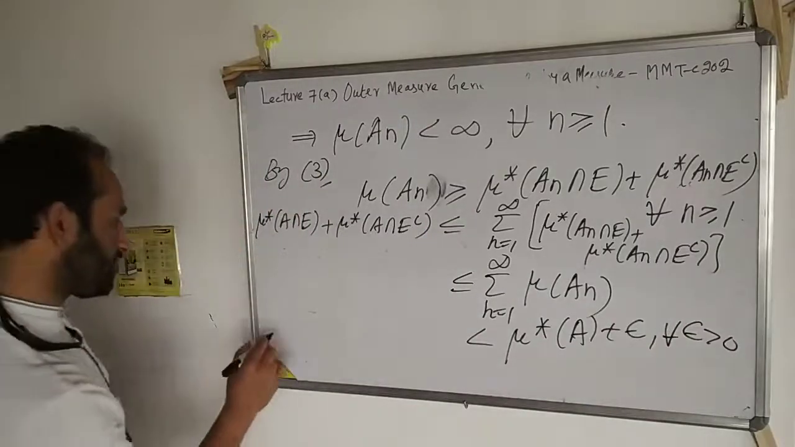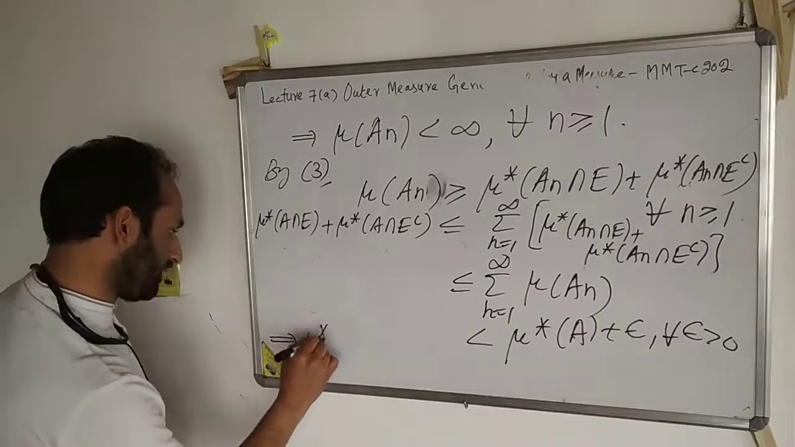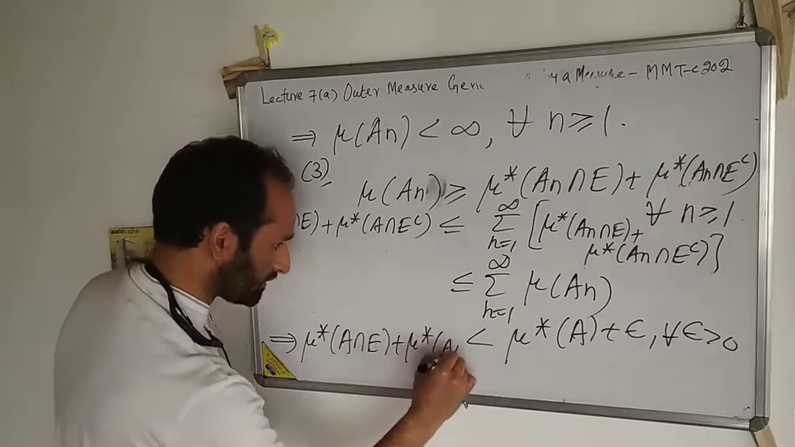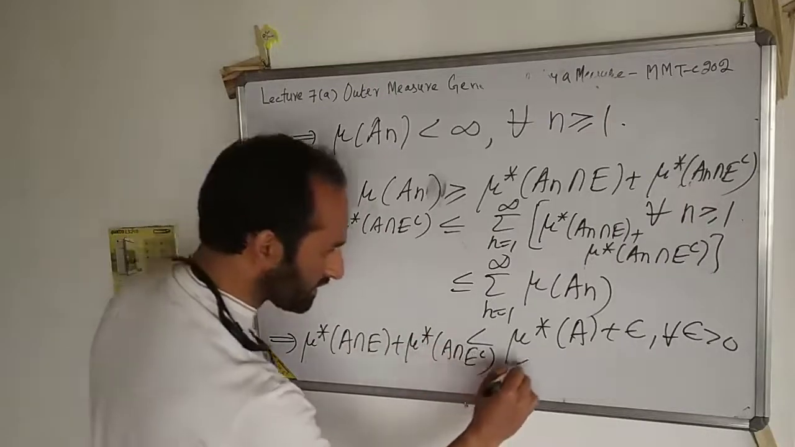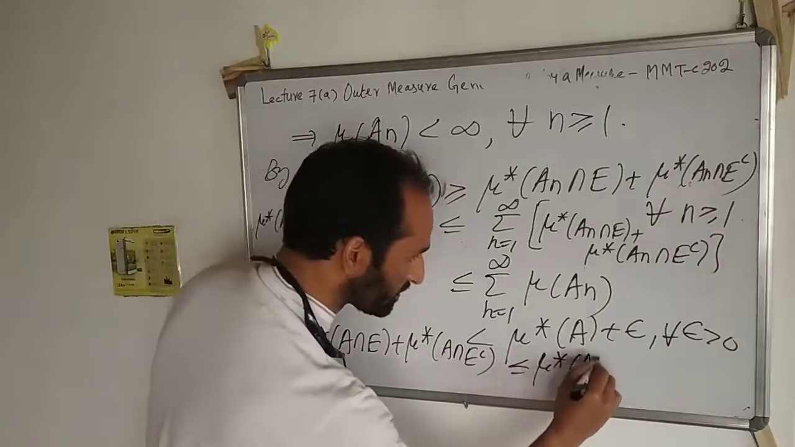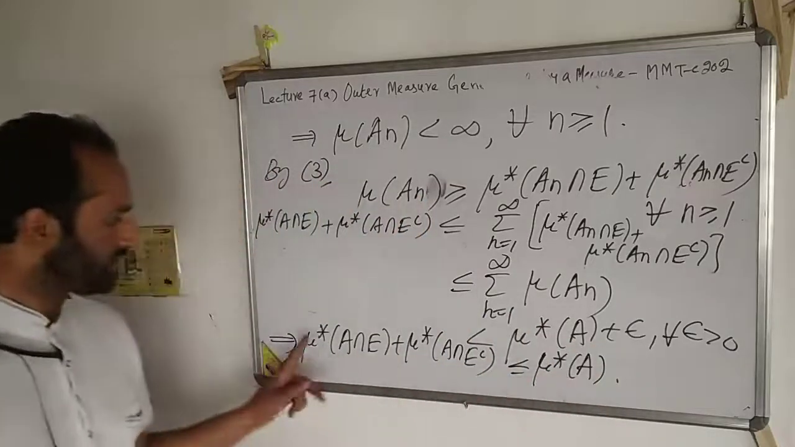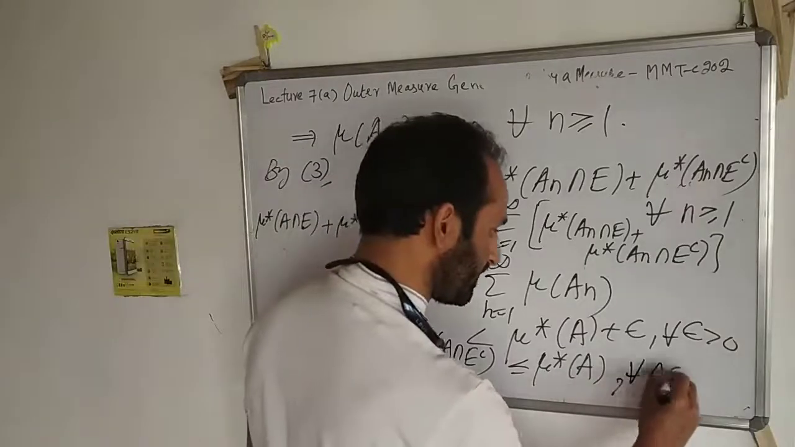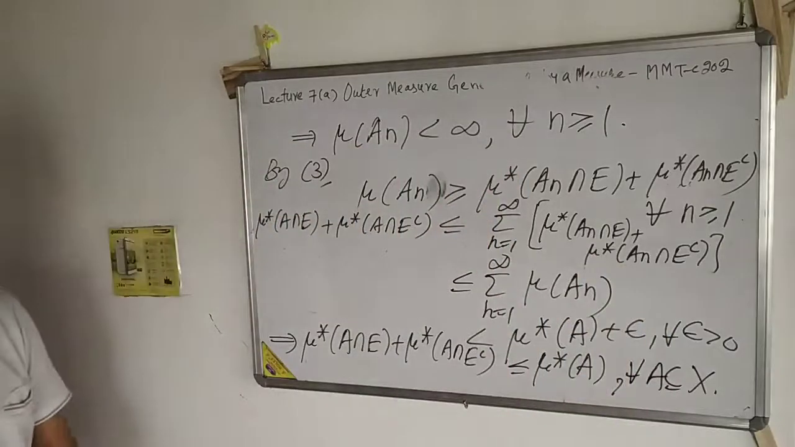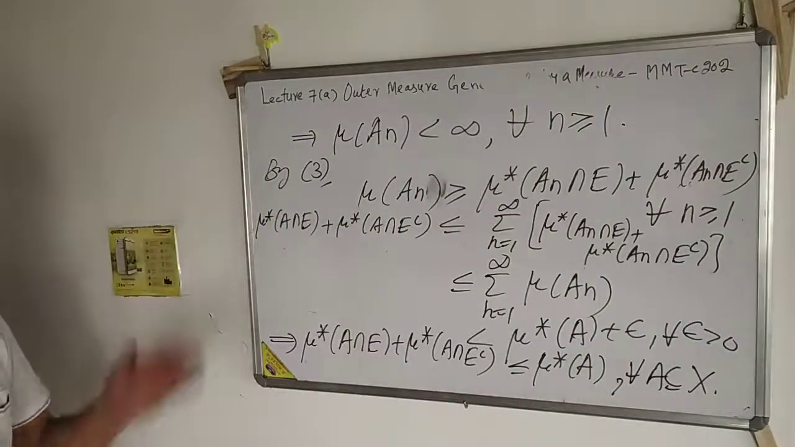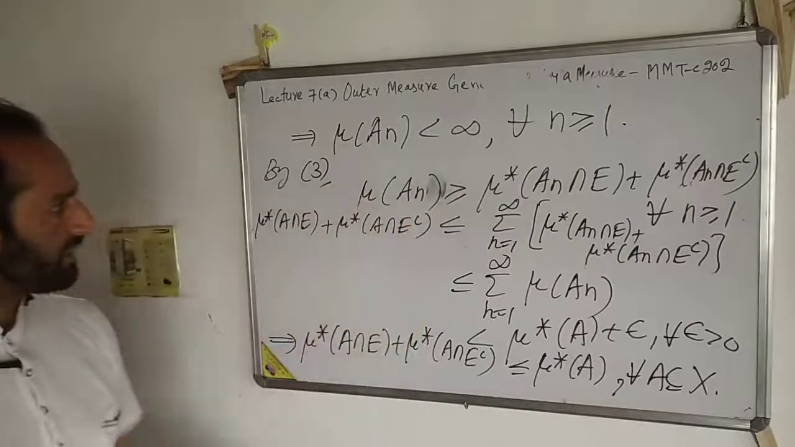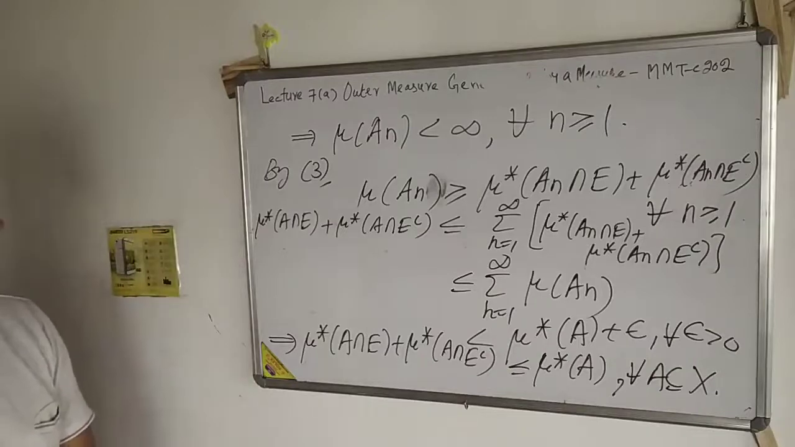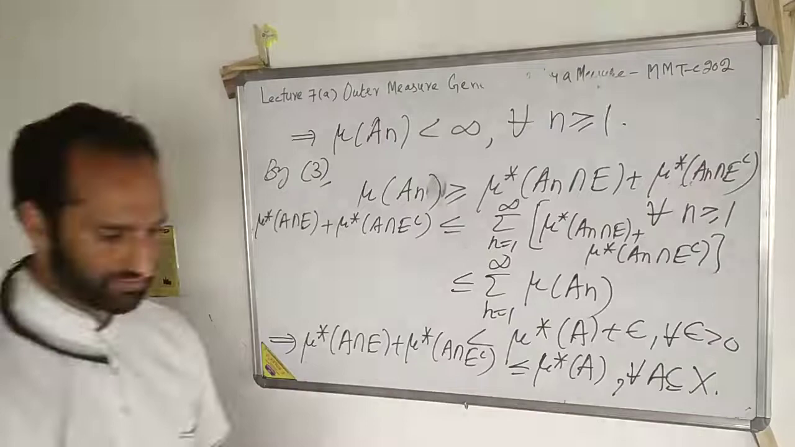And now letting ε approach 0, we get μ*(A ∩ E) + μ*(A ∩ E^c) is less than or equal to μ*(E). So that proves the fourth. μ*(A) is greater than or equal to μ*(A ∩ E) + μ*(A ∩ E^c) for every subset A of X. So first implies 2, 2 implies 3, they are trivial, and this is third implies 4. Now we show fourth implies 1, so that proves all the 4 statements are equivalent.